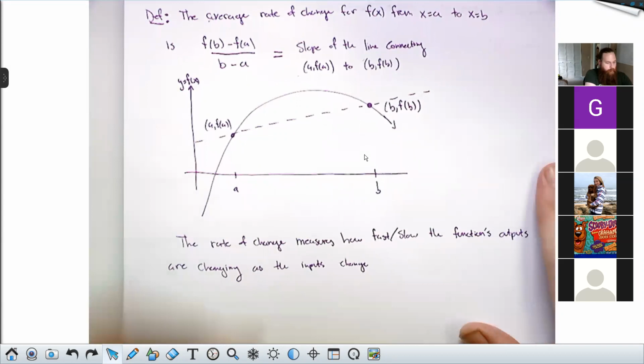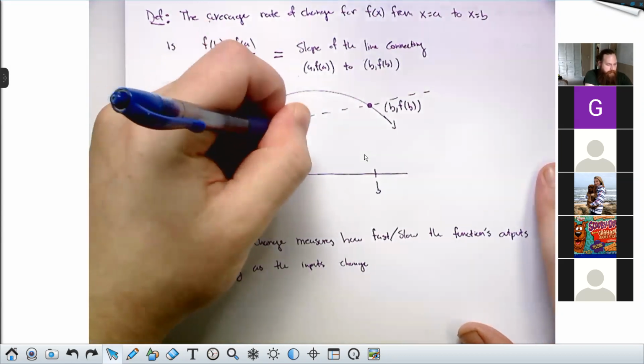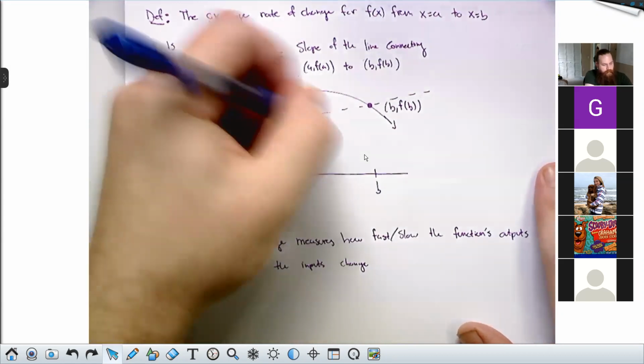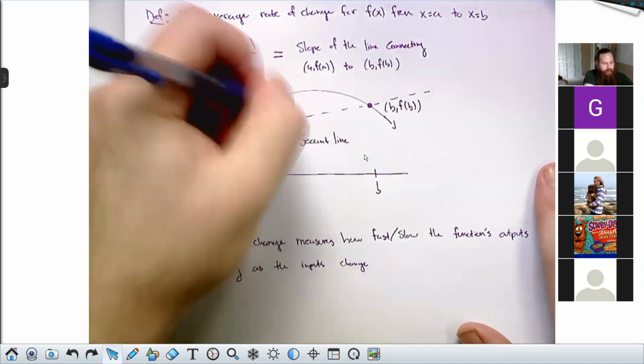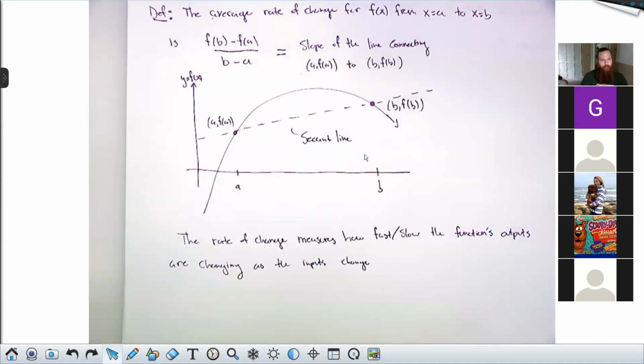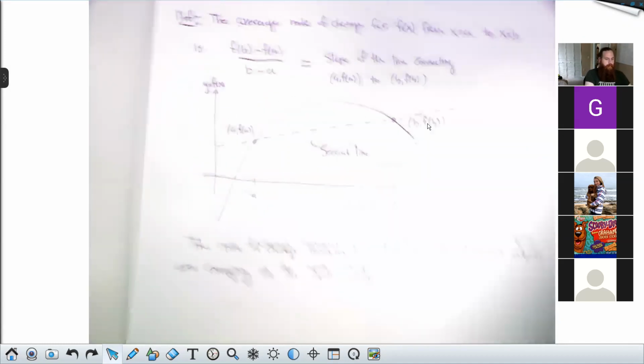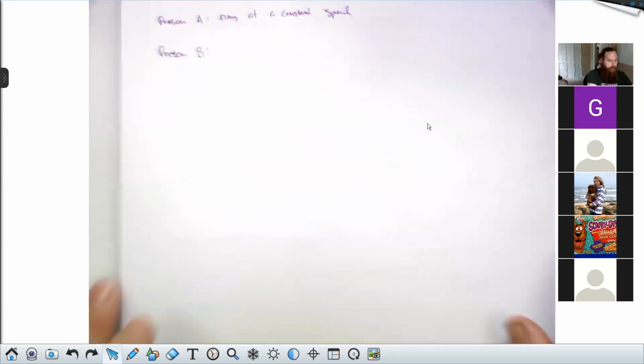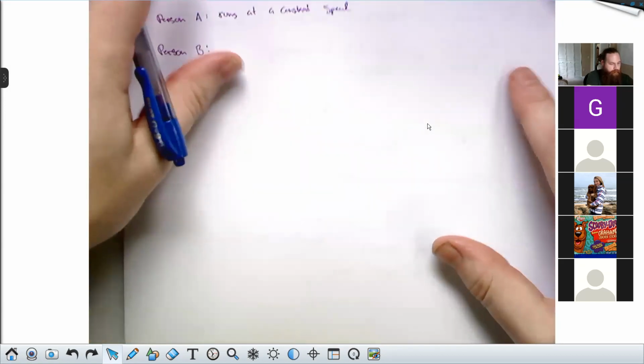This line, I guess as long as we're back here, this line has a name. It's called the secant line. And it measures how fast the outputs are changing as the inputs change. So as x changes from A to B, how much did f of x grow? That's the idea. All right, so person A is gonna run at a constant speed.